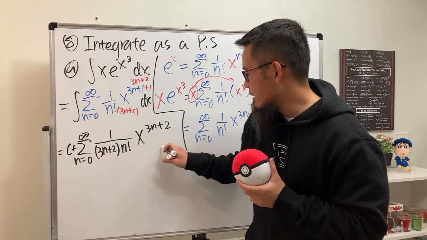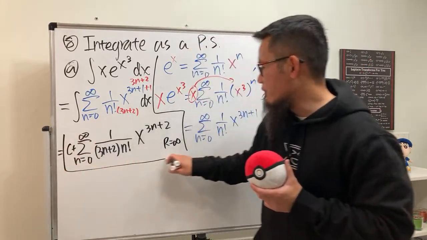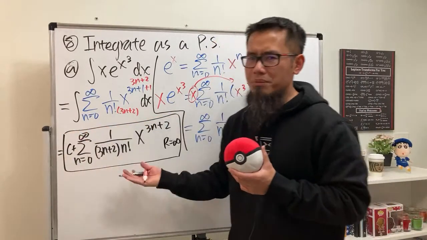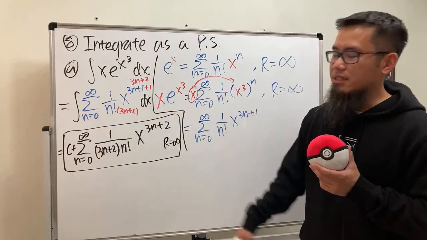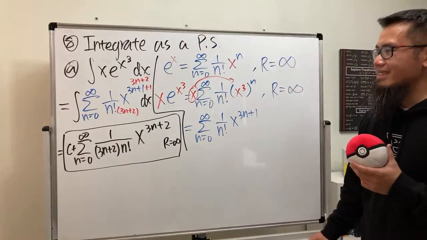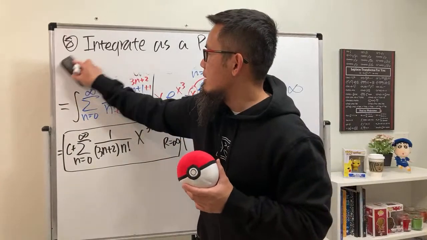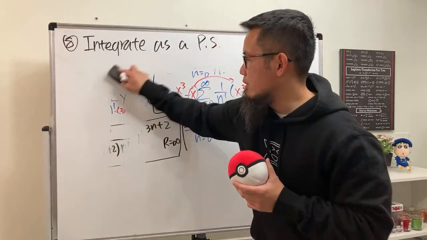And that also indicates that R is infinity, because without the radius of convergence, the form is not that useful. So that's it, right? That's pretty good. Take a look. All right, there's another one that we are going to do.